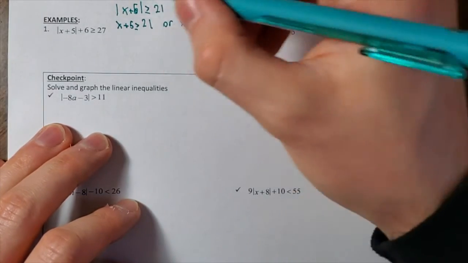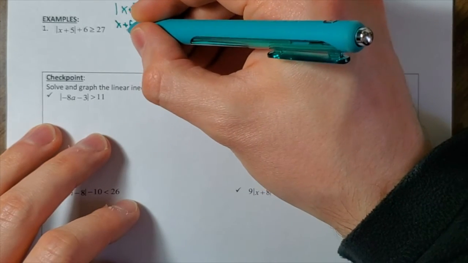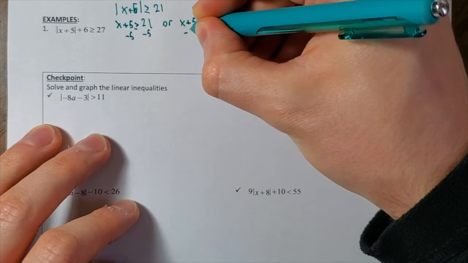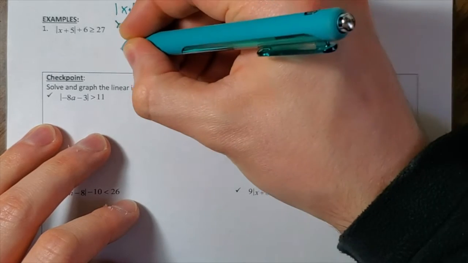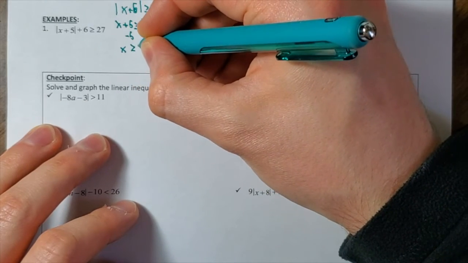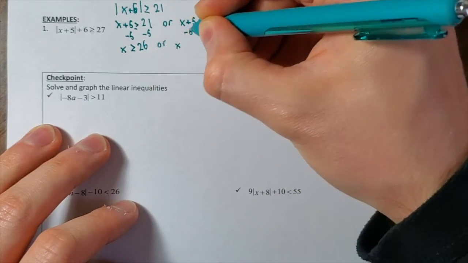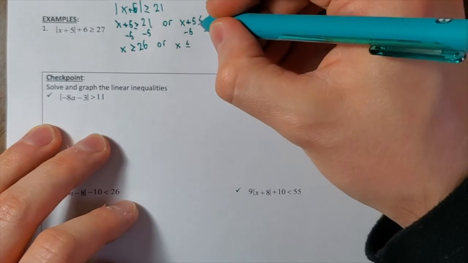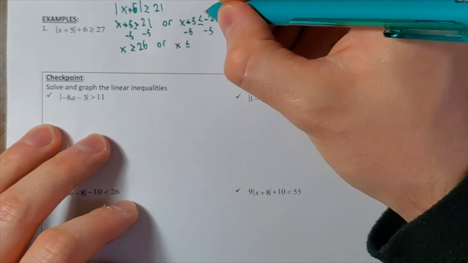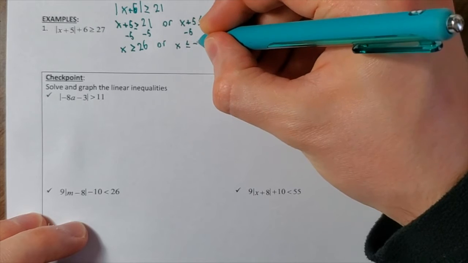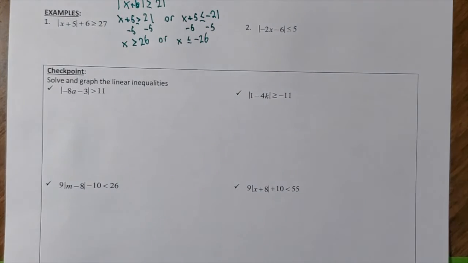Which gives us our 2 inequalities here. And if we want to finish solving for x, we can subtract 5 from each end of these. So we'll get x is greater than or equal to positive 16, or x is less than or equal to negative 26. So it's just the other direction this time around.